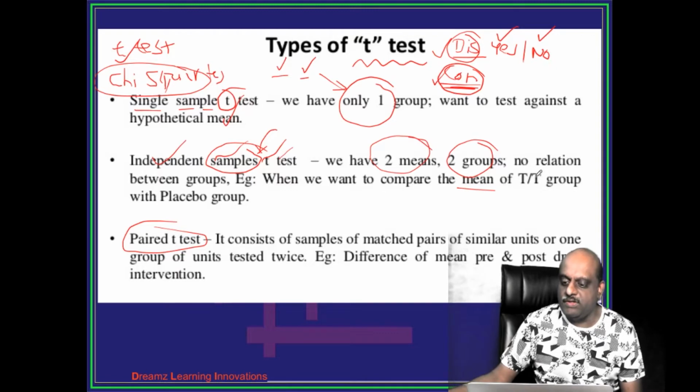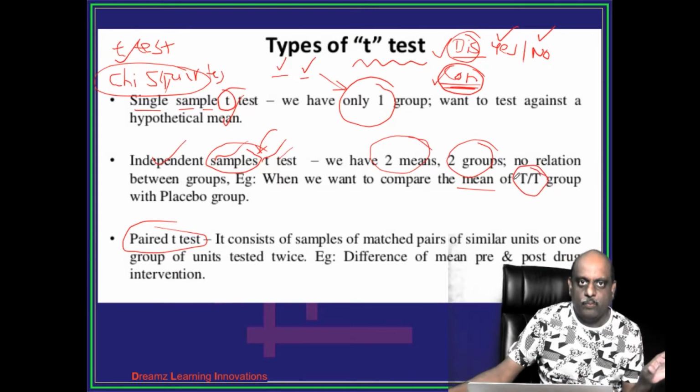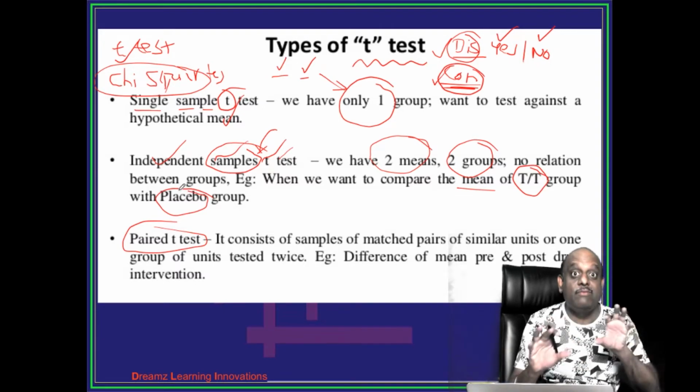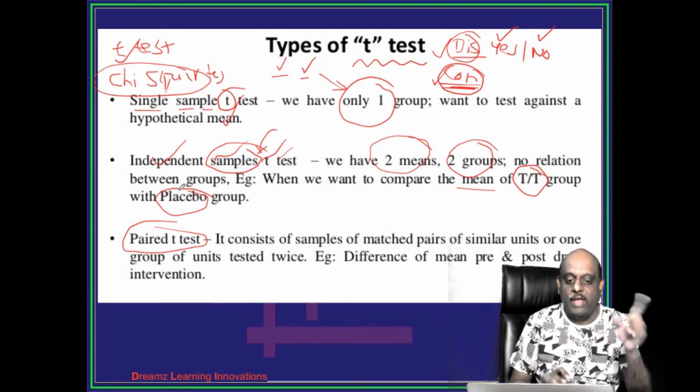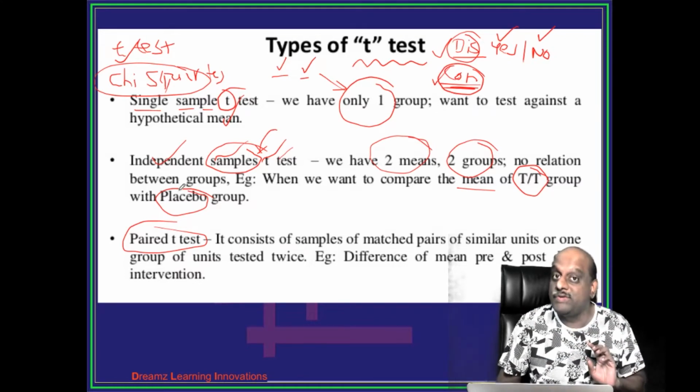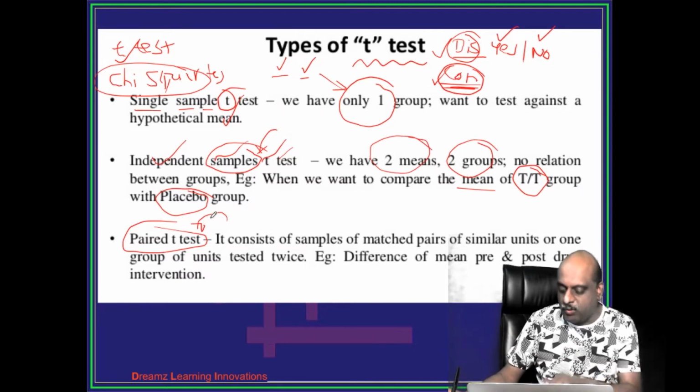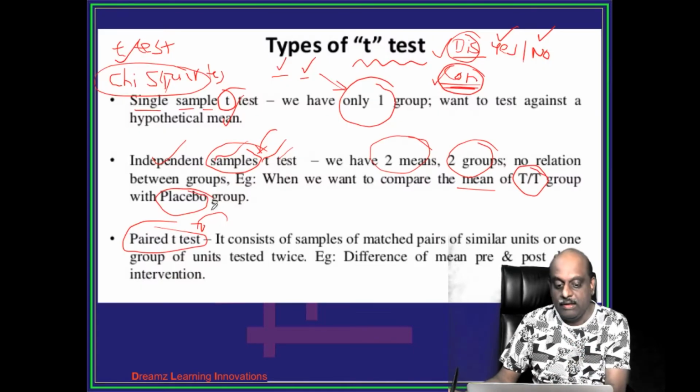One of the examples is, there is one treated group, another is the group which received a placebo. There is no relationship between the two, and you are comparing the mean value between the two. There you also use independent sample T-test. Third type is called paired T-test. That is what the examiner asked in this question.